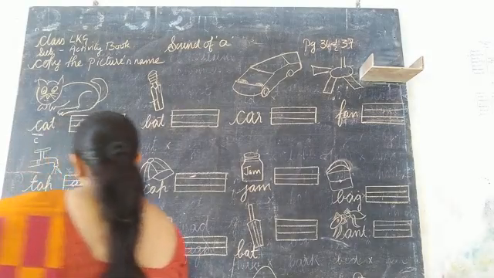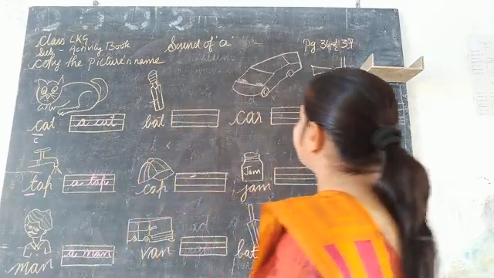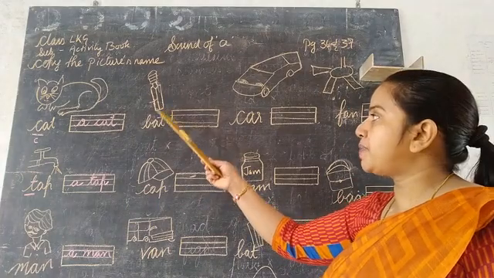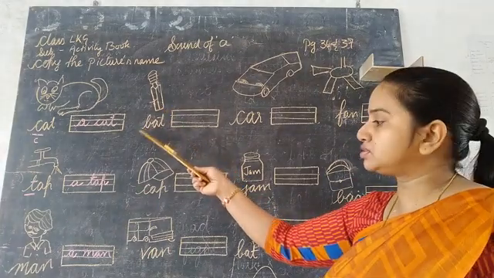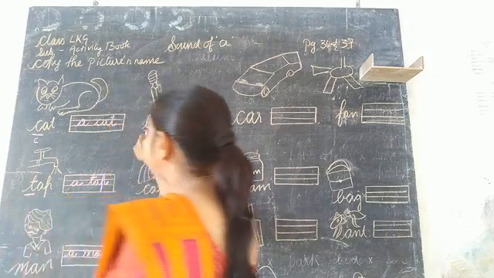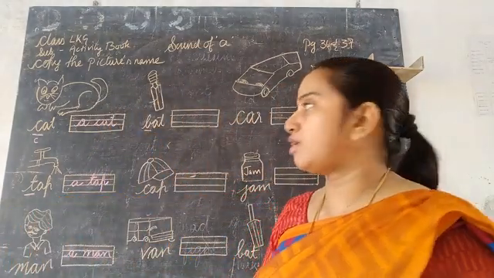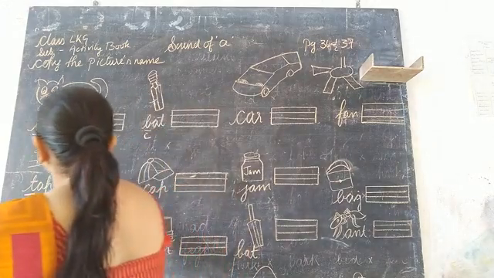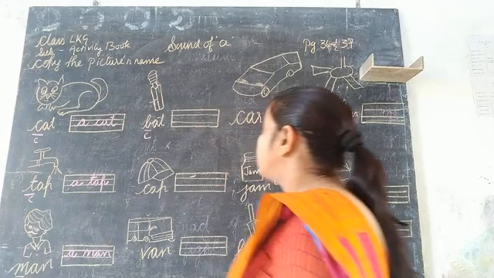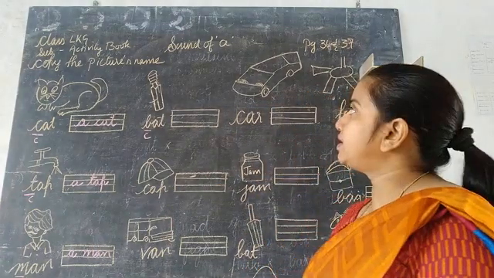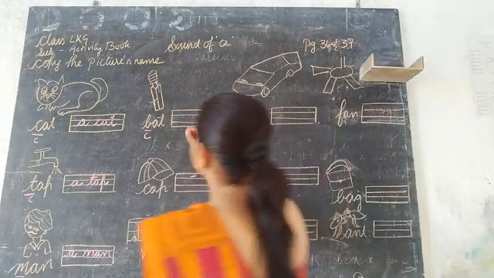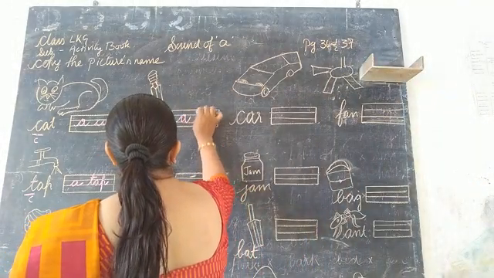Now coming to the second column of your page number 36. This is the picture of a bat. Let's see, bat, is the first letter a vowel or a consonant? B-A-T, bat. B doesn't come in your vowels, so automatically it will be a consonant. So what do we use before bat? Yes, we are supposed to use a bat.